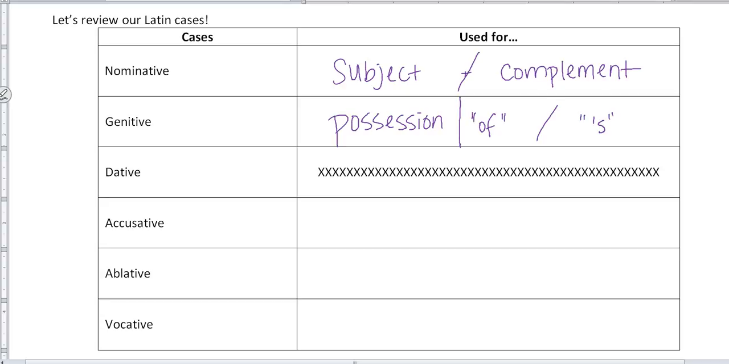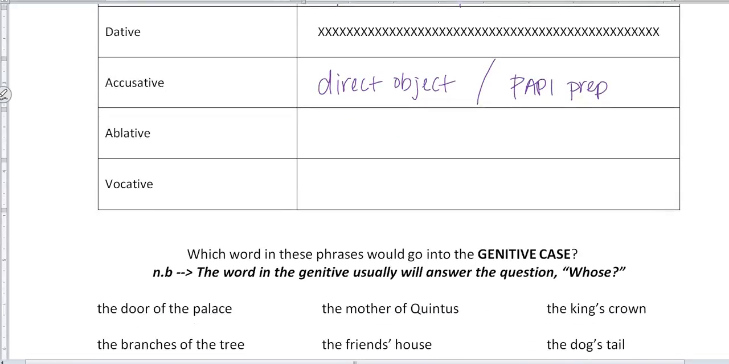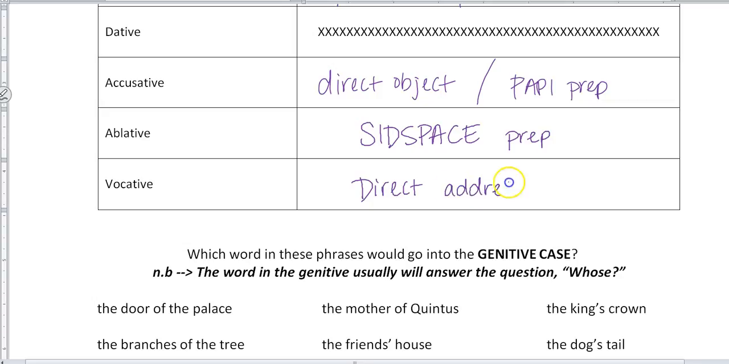The accusative is used for the direct object and for prepositions. The ablative, we're getting to a lot of other uses of the ablative, but for now, the ablative is used for prepositions. And the vocative is used for direct address, when you're talking to someone directly. And those are the cases we know so far.